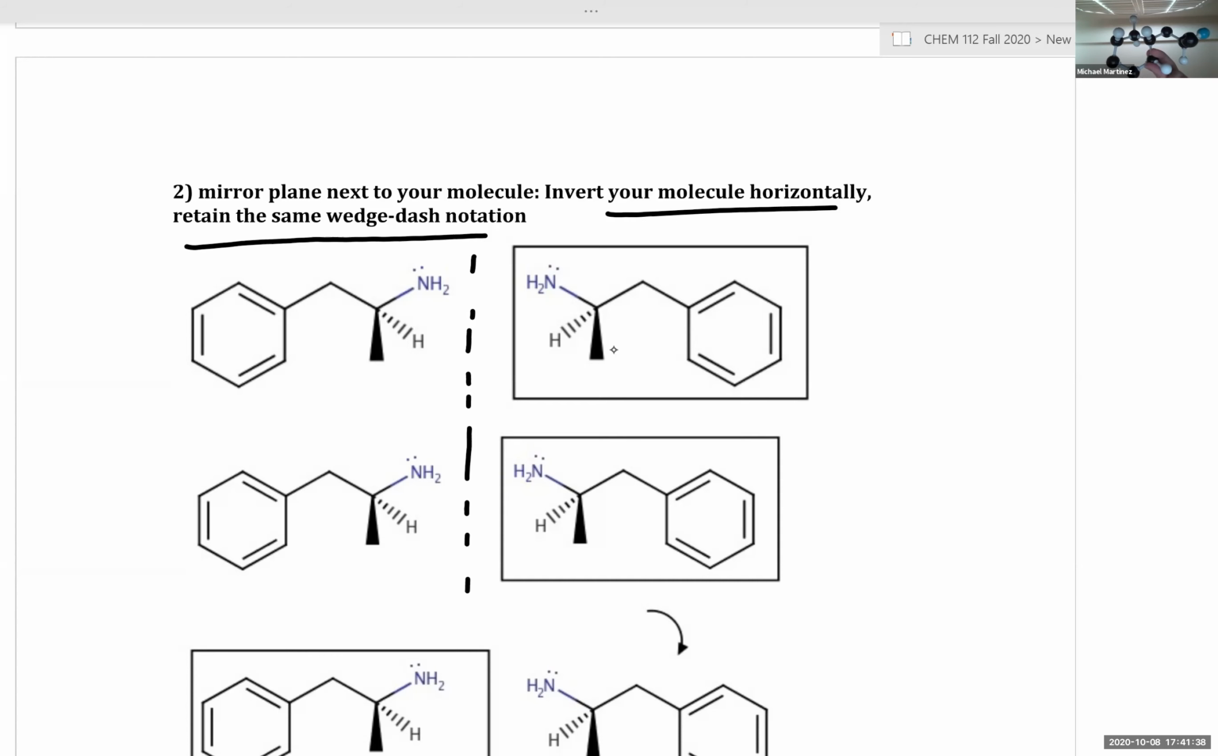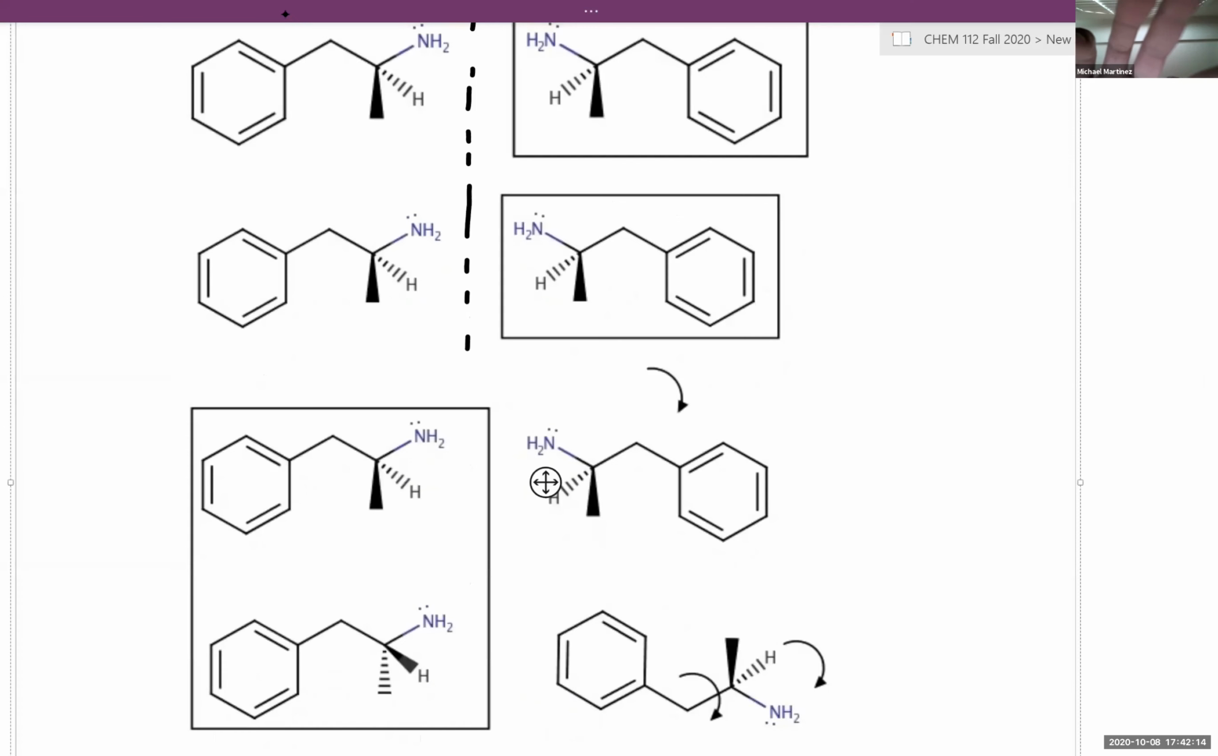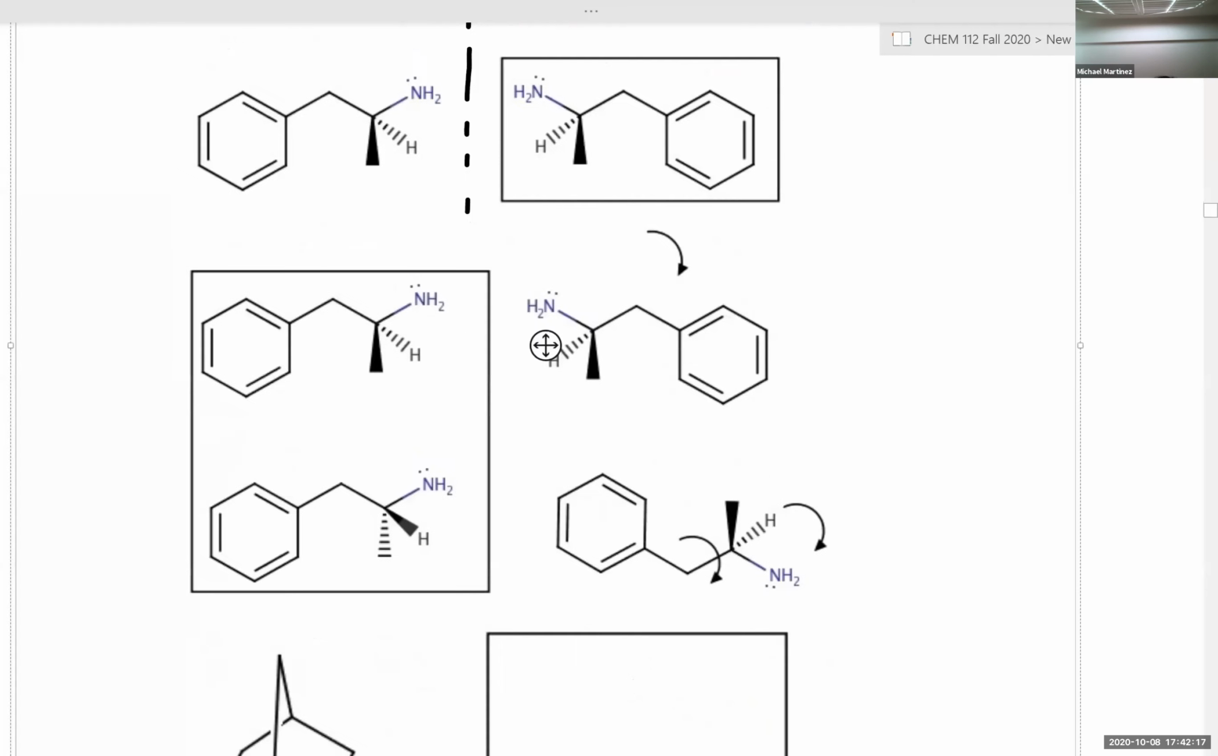Does everyone see? Here's the original molecule, here's the mirror image. This process is inverting across the horizontal plane. Here's our starting molecule, and here's the enantiomer, the mirror image. So let's prove to ourselves that these two compounds are in fact enantiomers. Let's prove that we actually have drawn enantiomers.